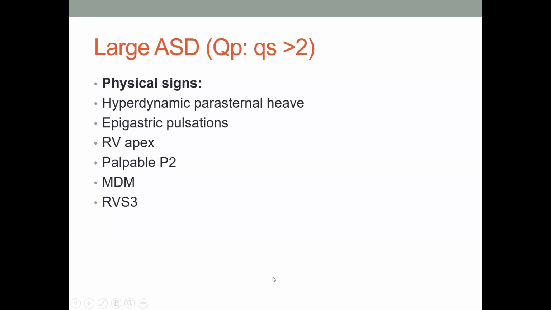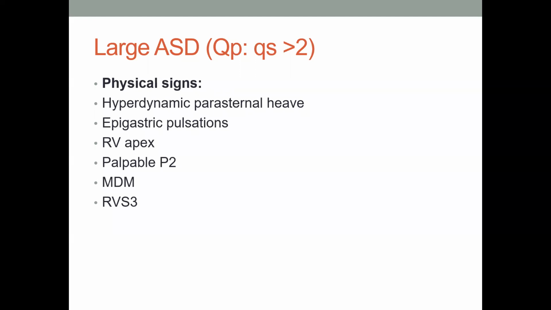So in a shunting ASD, apart from the RV apex, ejection murmur, and wide fixed split, you'll have features of flow, more flow, not more pressure: RV S3, MDM, and a heave. Now, it's very important. Your whole diagnosis here depends on whether you can actually auscultate S3 and MDM. Is it difficult or easy? It is something we should train ourselves to pick up.